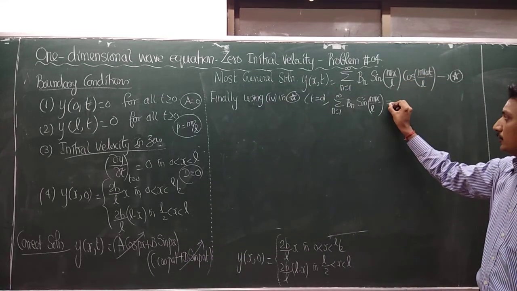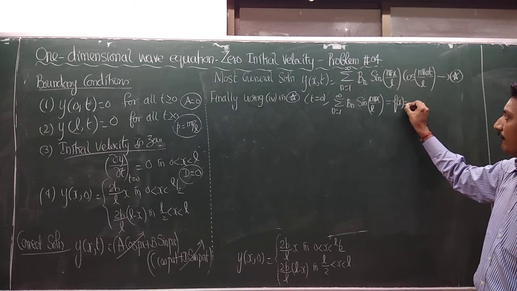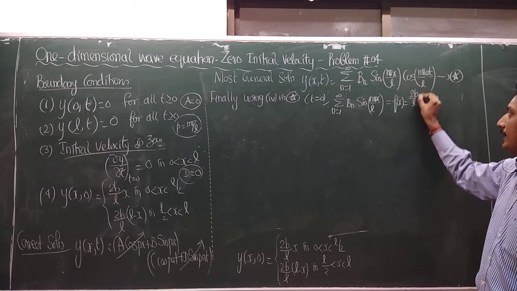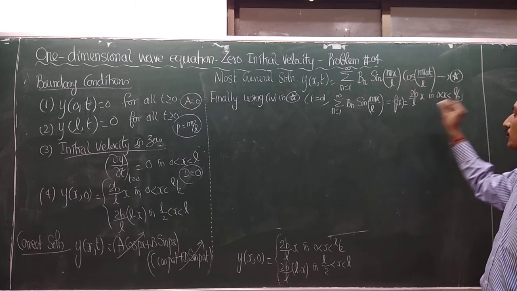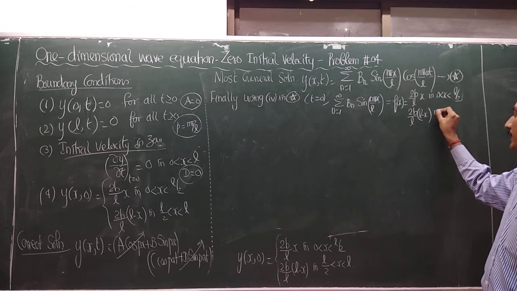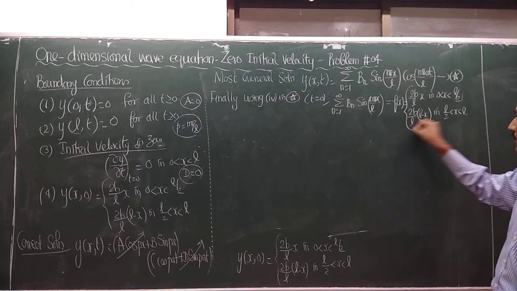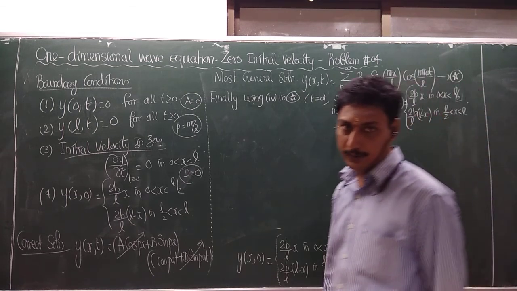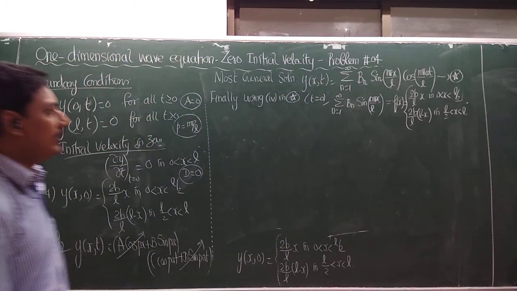Now this is equal to the given initial displacement function. I can name this f of x. So it is 2b by l into x in 0 less than x less than l by 2, and 2b by l into l minus x in l by 2 less than x less than l. Right? So this is the fourth boundary condition. After applying it, I need to determine the bn value.